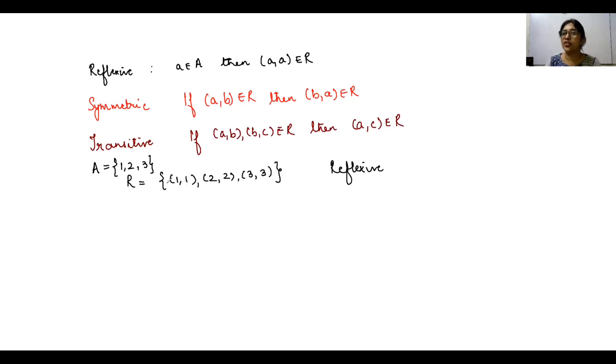It is symmetric because (1, 1), you flip it, yes, it is there. (2, 2), (3, 3). It is symmetric. About transitivity, here we said, if (a, b) and (b, c) both belong to R, then only we need (a, c). So for (1, 1), there is no other ordered pair starting with 1, so it is automatically transitive. This is the smallest relation possible on a given set, where we write only the reflexive elements. It automatically becomes reflexive, symmetric, and transitive. It is also known as identity relation.